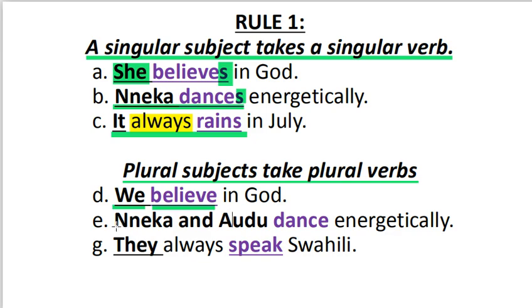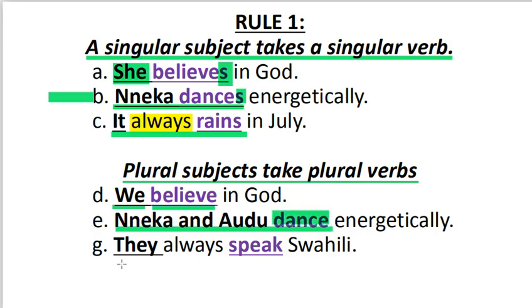Example E, Nneka and Audu dance energetically. When we were in example B, because it was only Nneka, because it was singular, we had dances. Now that there are two, Nneka and Audu, they are plural, so we have the plural verb, which is dance. Nneka and Audu dance energetically.